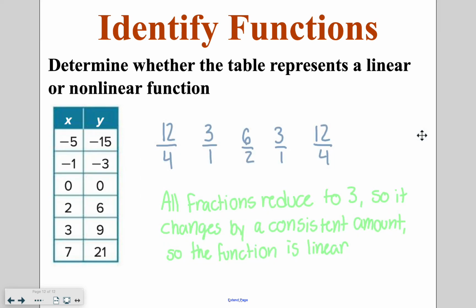So we've got 4 over 12, 3 over 1, 6 over 2, 3 over 1, and 4 over 12. All of those fractions would reduce to 3, giving us a consistent amount of change, so it is a linear function.